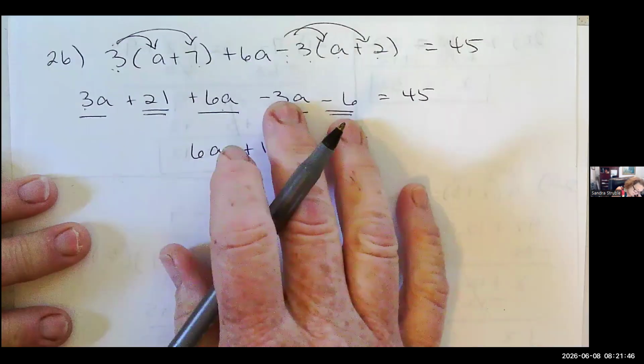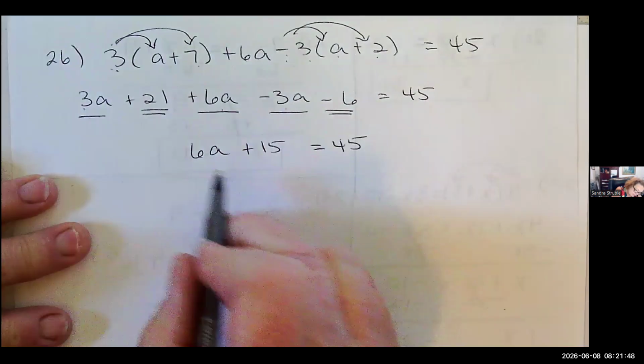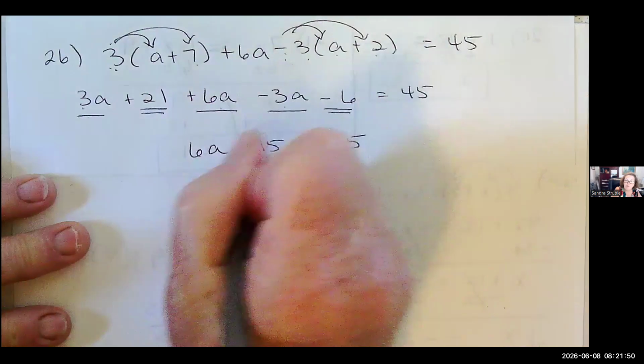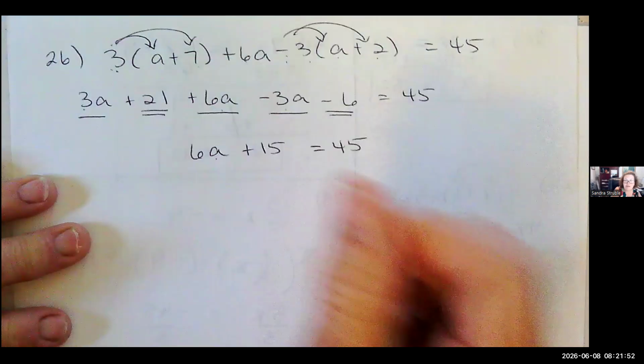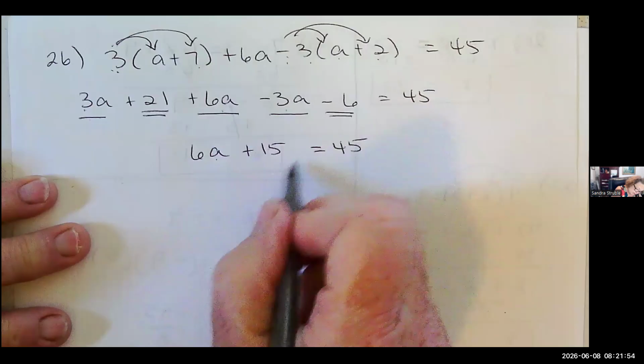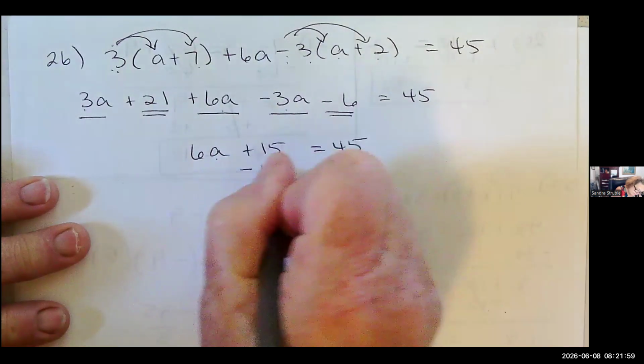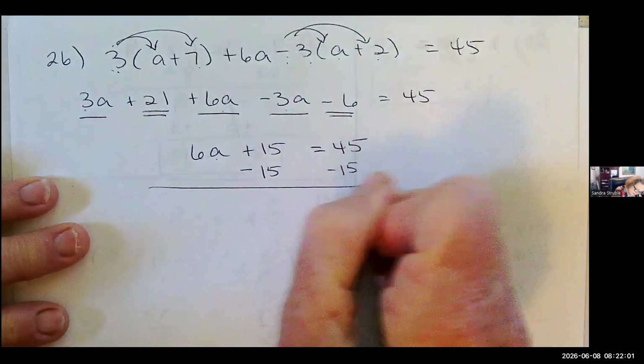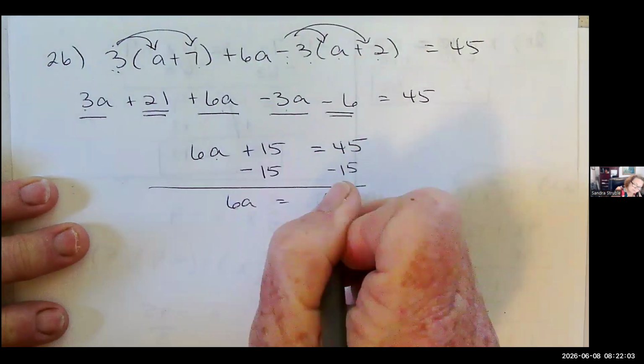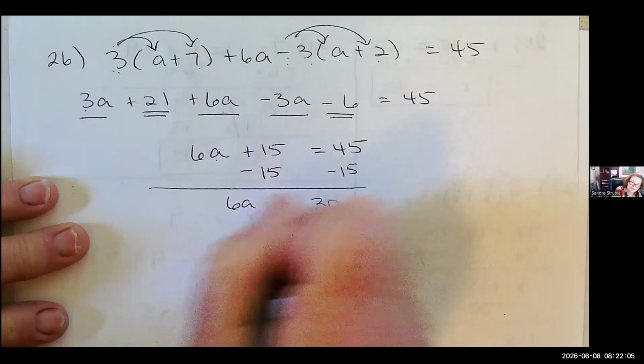Now we solve for a. The 15 is attached by addition, 6 is attached by multiplication. We have to get rid of the 15 first before we can get rid of the 6. So we're going to subtract 15 from both sides. And that leaves us with 30. And then divide both sides. 6 is multiplied to a, so dividing both sides by 6. A is 5.